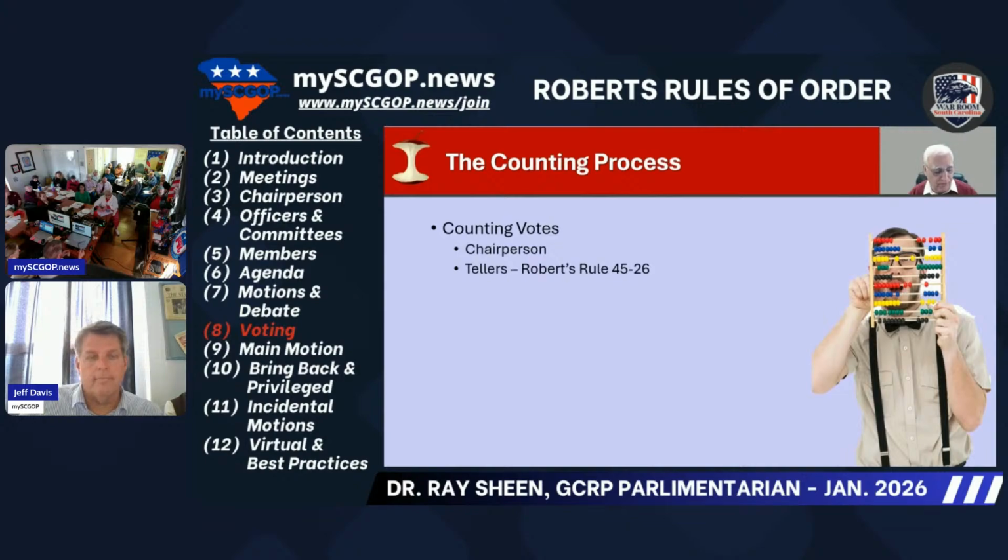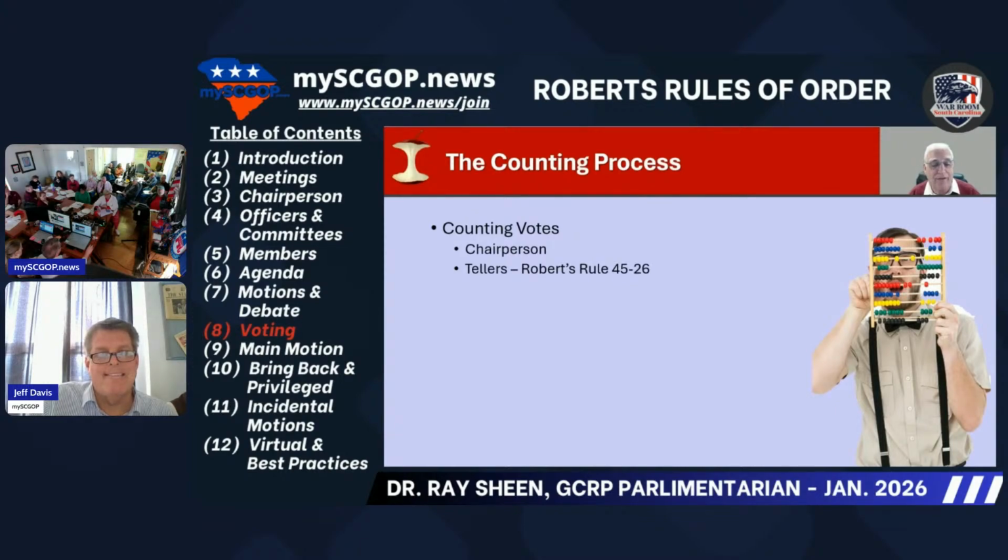Robert's Rule 45-26 describes the requirements for someone to be a teller. Normally, tellers are appointed by the chairperson unless the organization has a standing teller committee. In small assemblies, such as a committee meeting, the chairperson is the teller. When additional tellers are needed, the teller committee is appointed by the chairperson or elected by the bylaws of the organization.